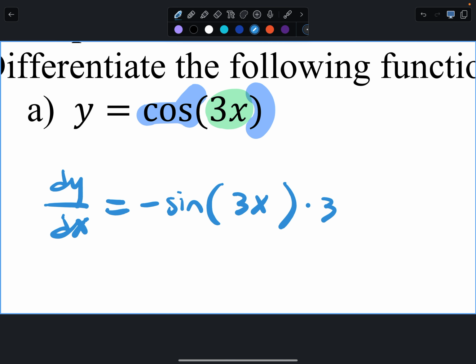Wait, is that the entire thing? Is that any more solvable than cosine, just leaving it as is? This is the derivative. So y equals cosine of 3x would be the original function, and then the derivative would be negative 3 sine of 3x.